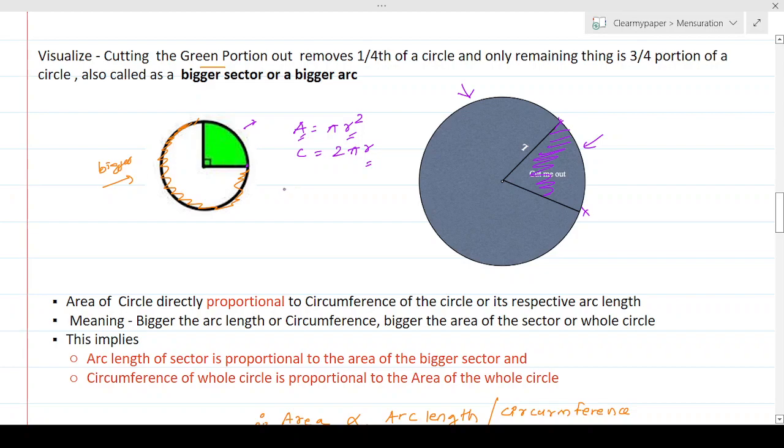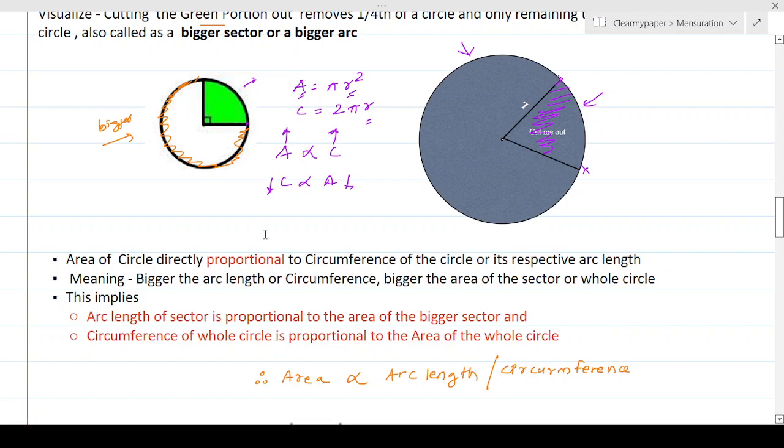That means we can say that area is proportional to circumference or circumference is proportional to the area, which means if you increase one of these, the other is going to increase. If you decrease one of these, the other is going to decrease. That's the relationship that they have, okay? And that's what I have put here, okay? So bigger the area, bigger the circumference and vice versa.